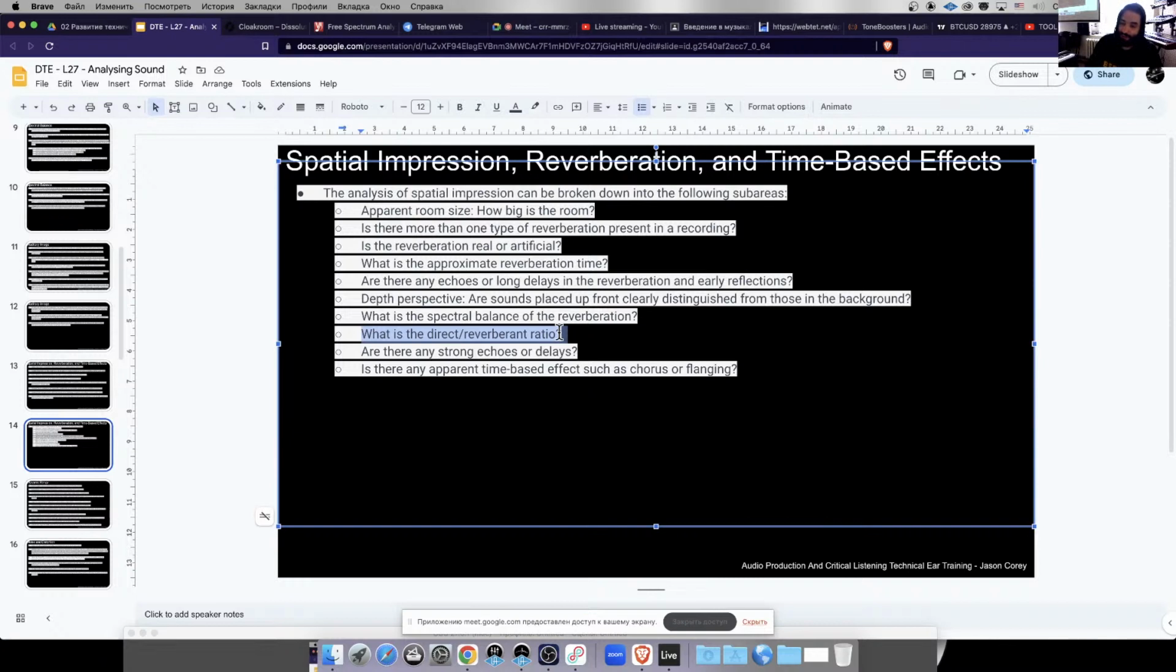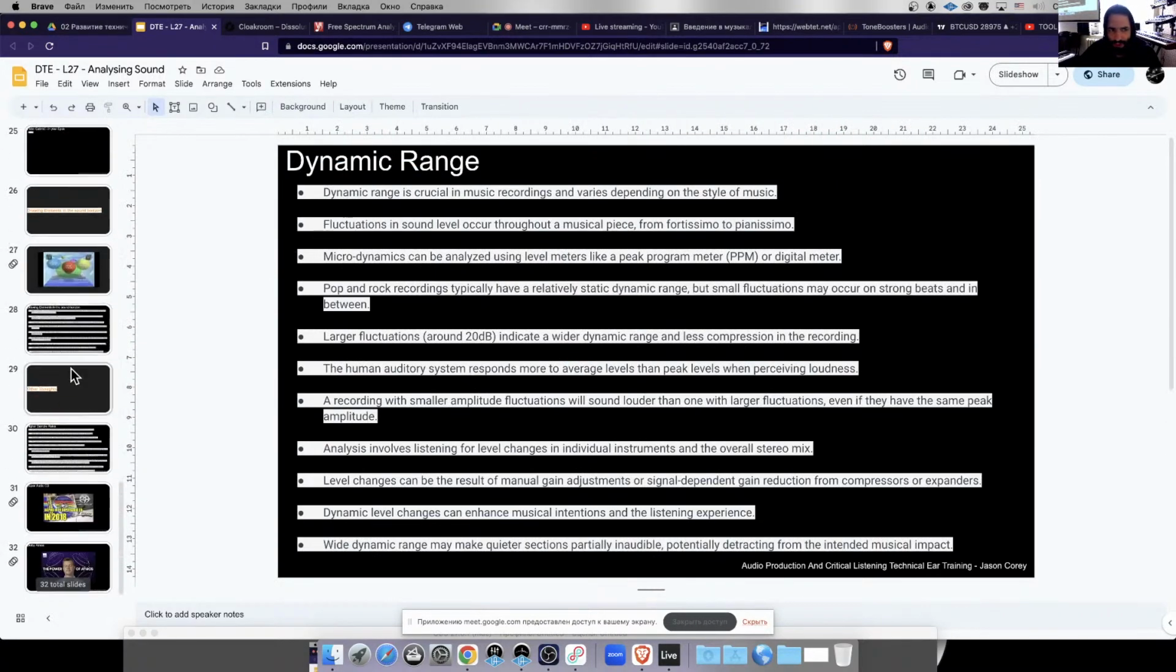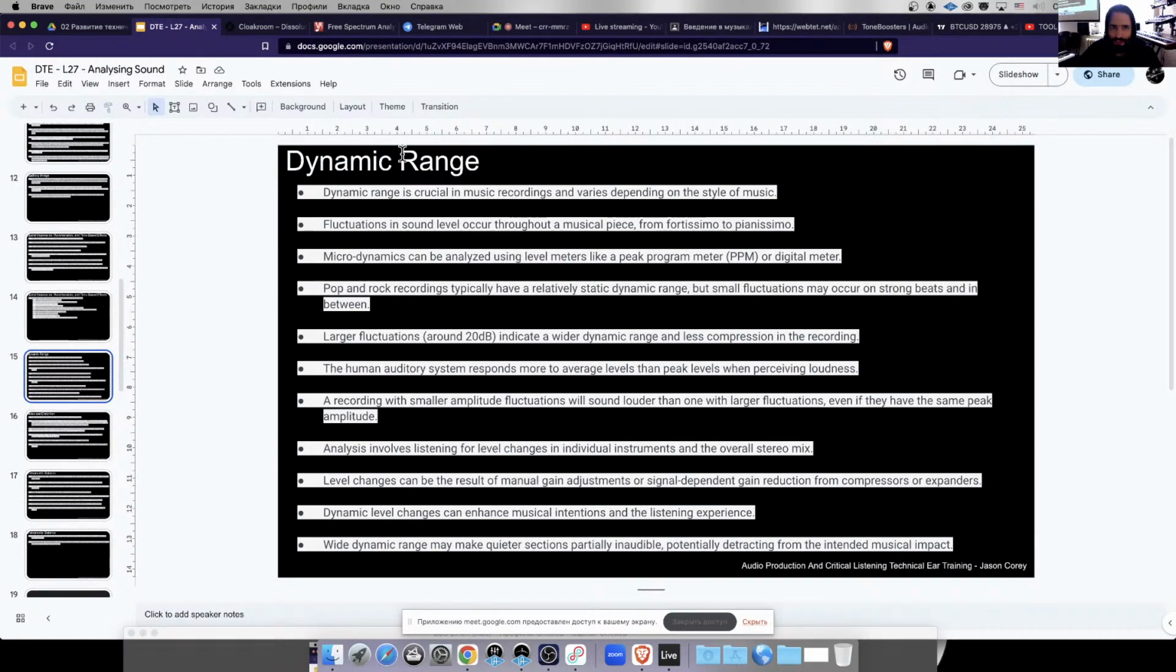But anyways, you're always trying to think about that ratio between the direct sound and the reverb in general. It's something that is always important for us. Are there any strong echoes or delay? Is there an apparent time-based effect, such as a chorus or a flange? We're almost done here. The rest is more conversation.